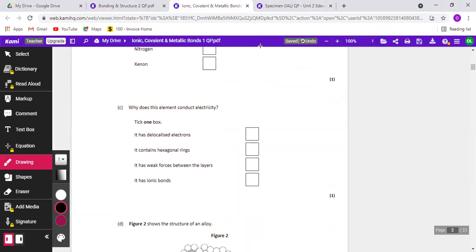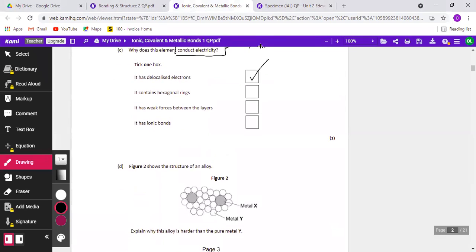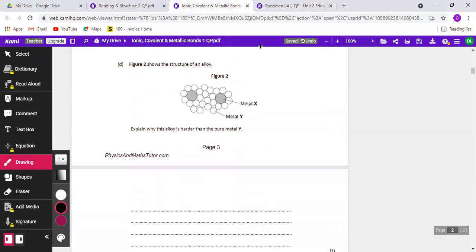Why does this element conduct electricity? An element conducts electricity when it has mobile and delocalized electrons. The first one is correct. Yeah.